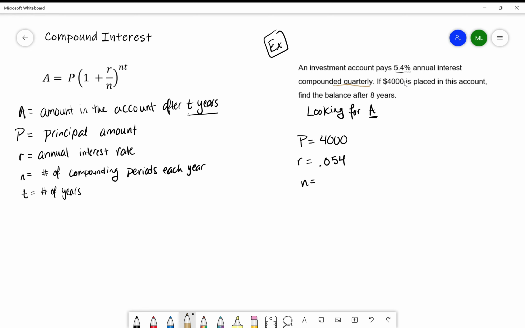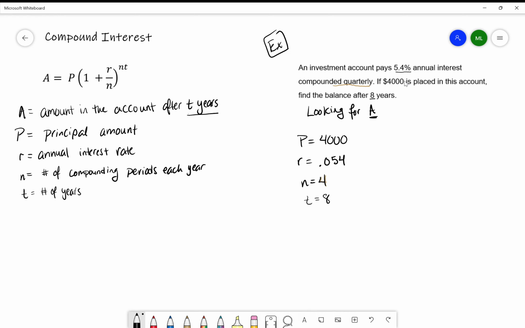But anyways, N equals 4, so we have 4 compounding periods. So we have P, R, N, and then T, the number of years. They tell you the number of years, which is 8. Then from here you plug it into the equation.